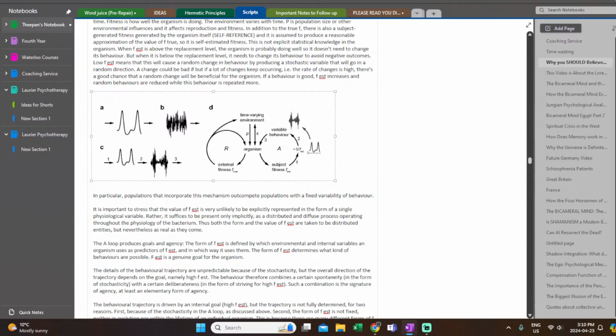But what this is showing is that mathematical incompleteness has to apply to physical systems. It has to. It's impossible for it not to, especially in a world as complicated as the one we live in, and where mathematical truths have been shown time and time again to be true. And so incompleteness must be a component of those mathematical systems that govern physics, and govern everything, really, even biology, chemistry, economics. In particular, populations that incorporate this mechanism outcompete populations with a fixed variability of behavior. Again, showing why this is evolutionarily advantageous.